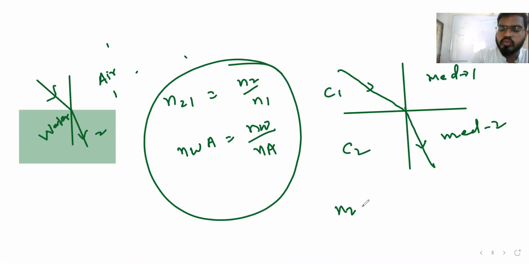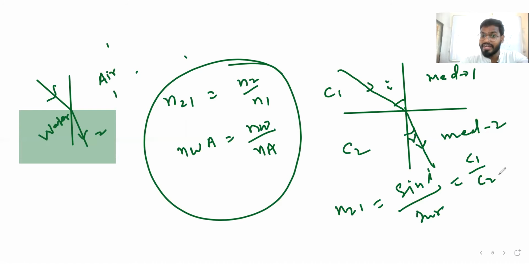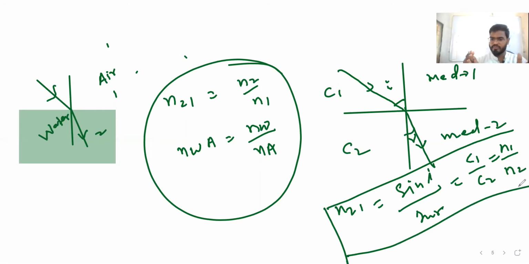So N2 1 is equal to sine I by sine R, where this is I and this is R, which equals the speed ratio. But the refractive index we are writing as 2 and 1, so if you compare the refractive index and the speed, both are opposite. It's going to be 2 and 1, so that is opposite, you can note this down also.